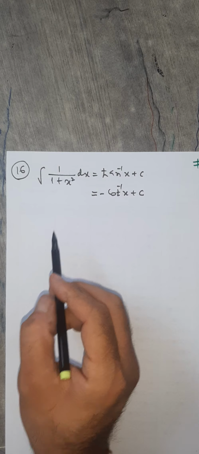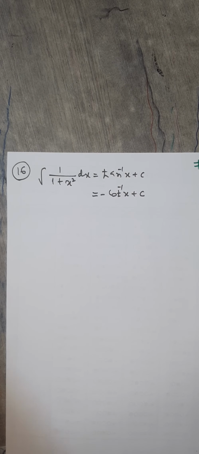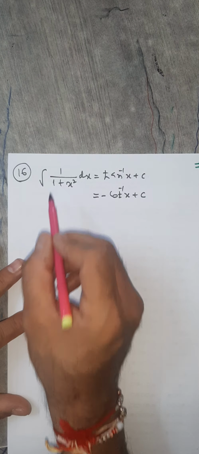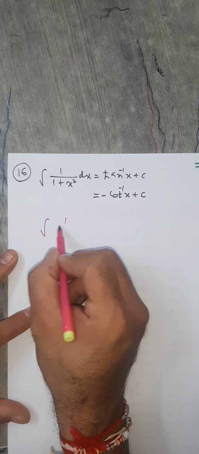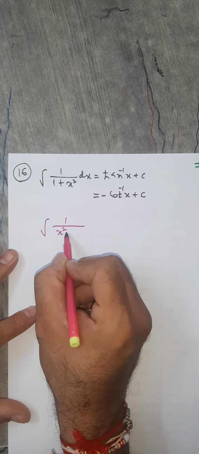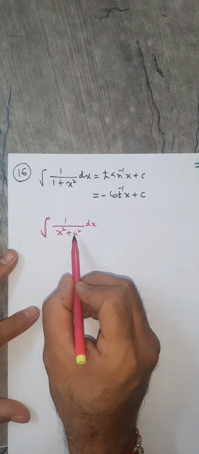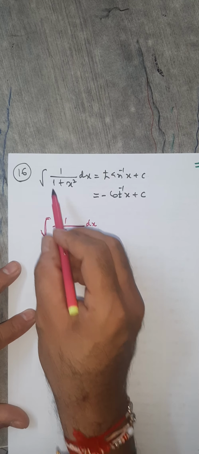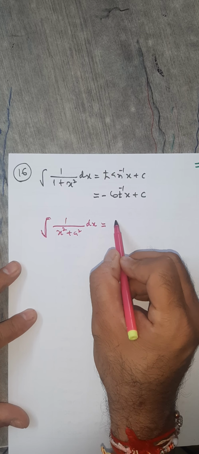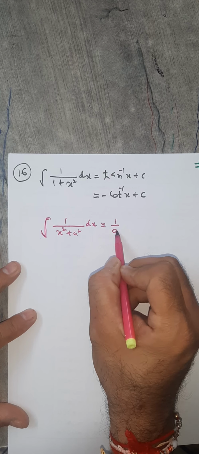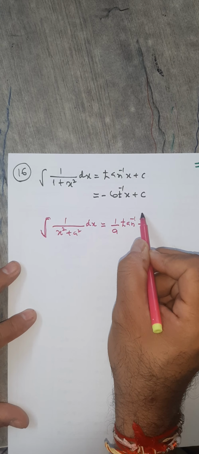This one you know. The derivative of tan inverse x is this. The derivative of cot inverse with a minus sign is this. So that's one thing. But here in general you may have it like this, x squared plus a squared, remember. If you put a equals to 1, you will get exactly this. So here the formula is 1 upon a tan inverse x by a plus c.